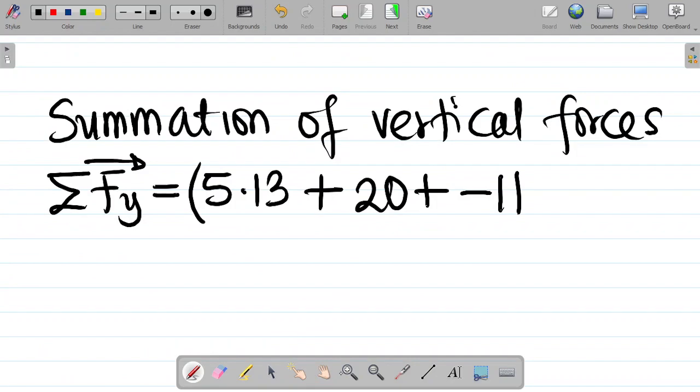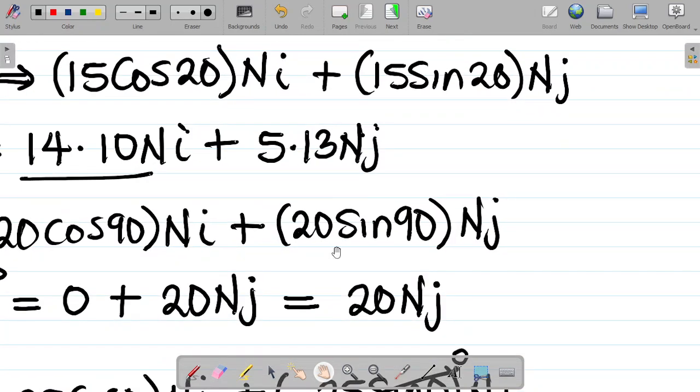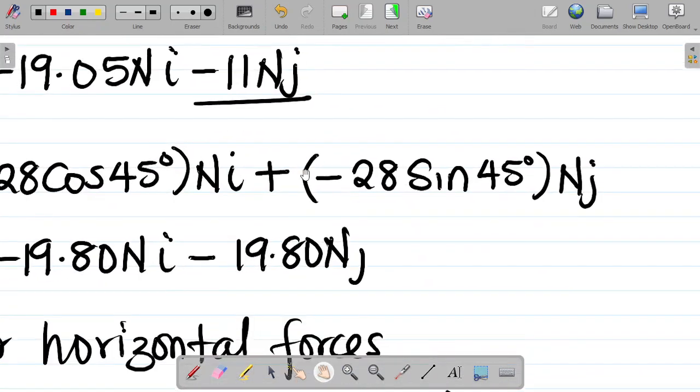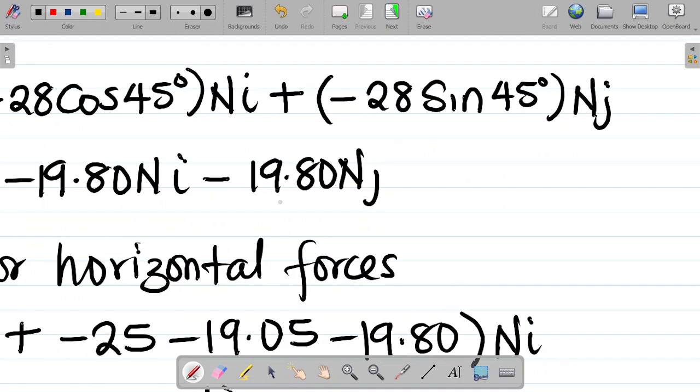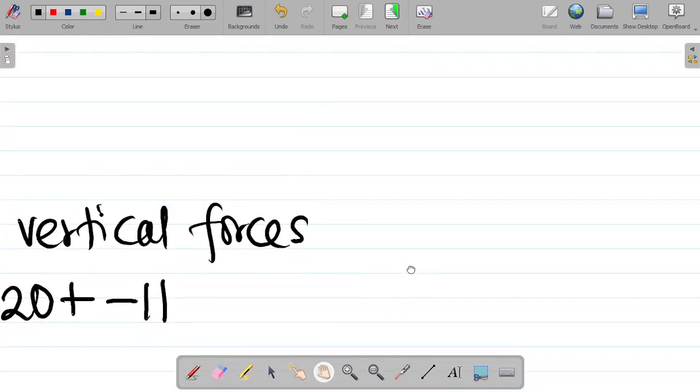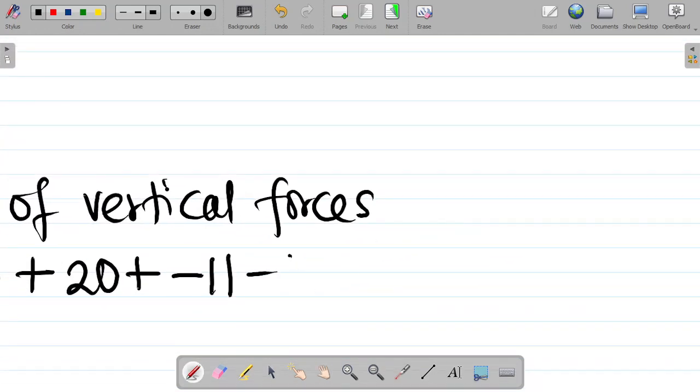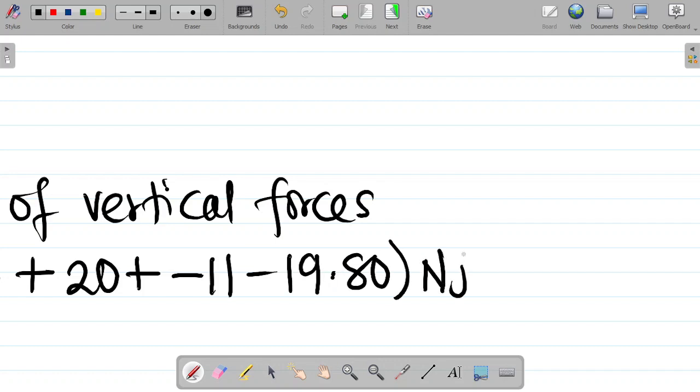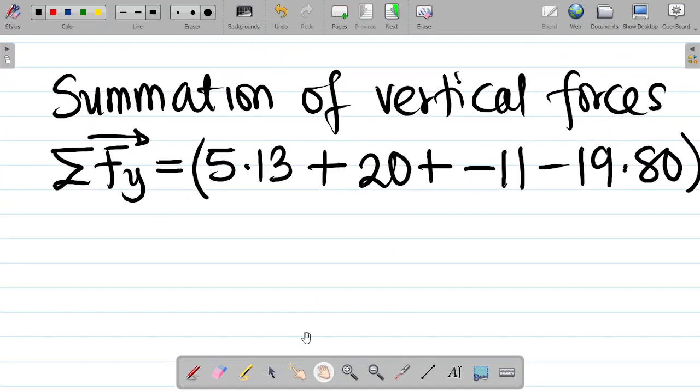Minus 11. What's next in there? After minus 11, next we have minus 19.80 J. All in Newton. So minus 19.80 all in Newton J. So we have this. Let's input values.